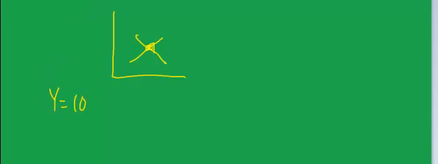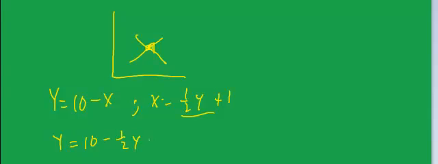y equals 10 minus x, and x equals 1/2 y plus 1. We can substitute this equation in for x here. So we get y equals 10 minus 1/2 y minus 1. Remember, we're subtracting both of these things. So that's going to be equal to 9 minus 1/2 y. We move the 1/2 y over.